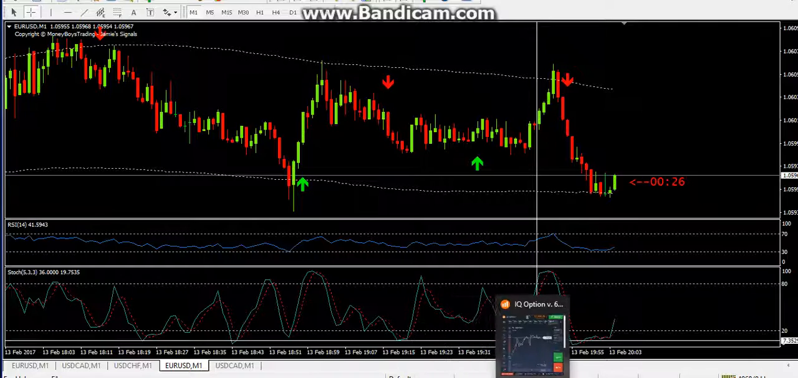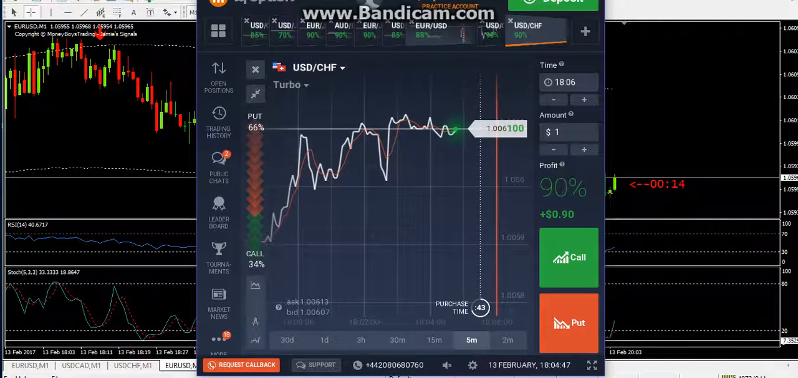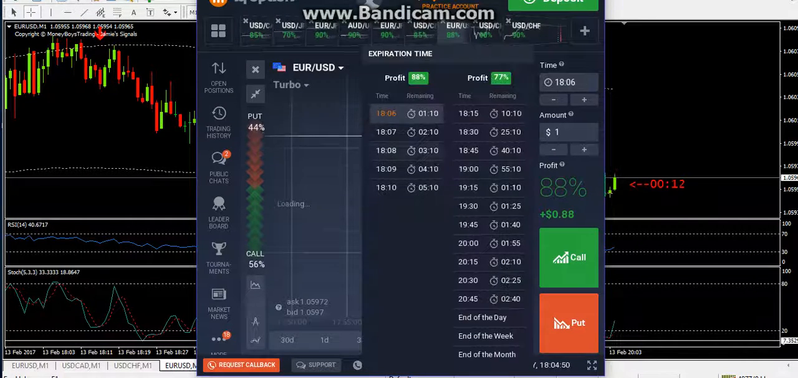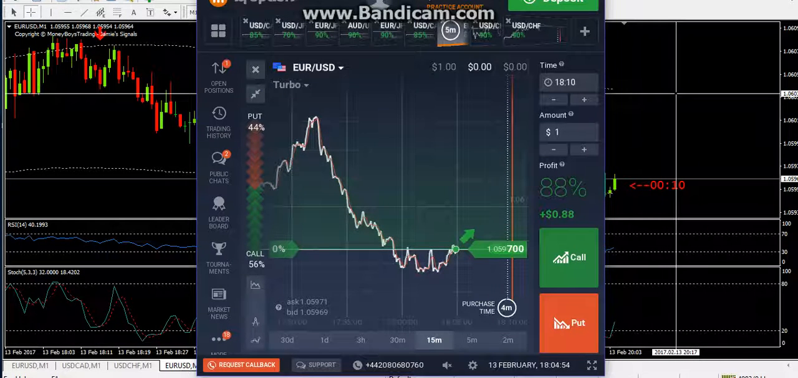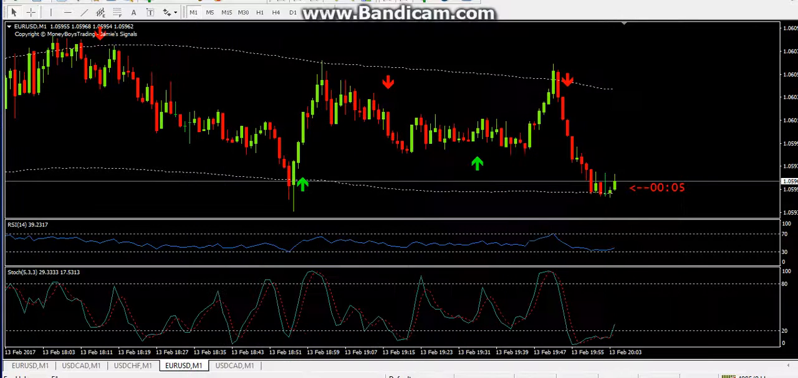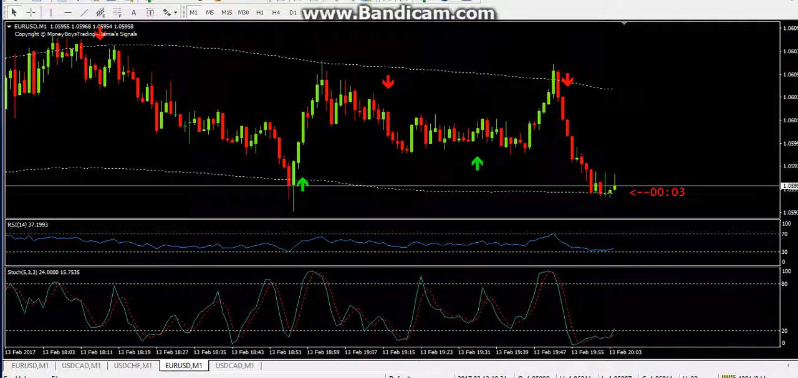So for this purpose only, I'm actually going to take a trade here and explain to you why I'm going to take the trade. Let's say a 5-minute trade. An arrow hasn't appeared, but I'm going to explain to you why I took that trade.